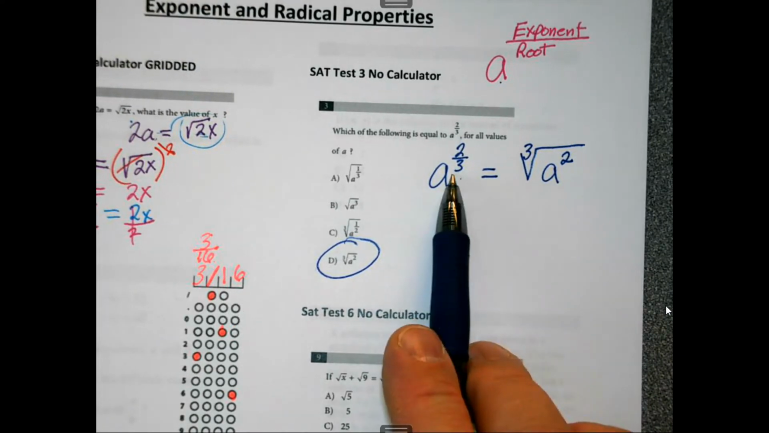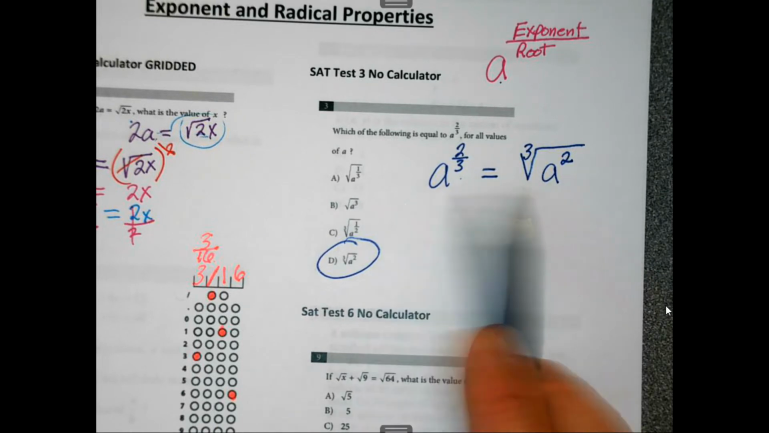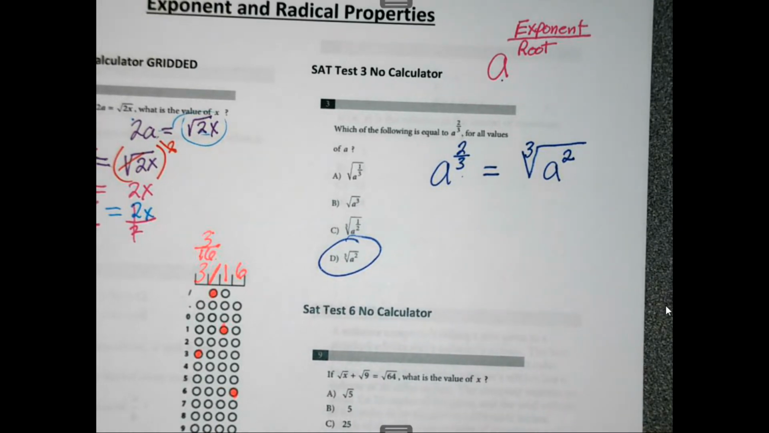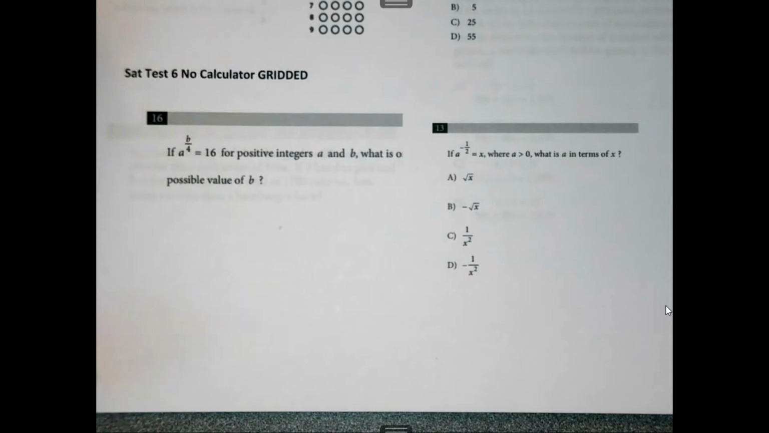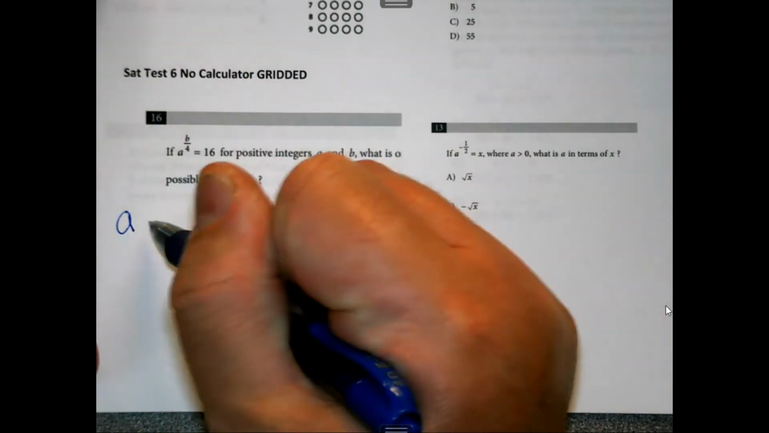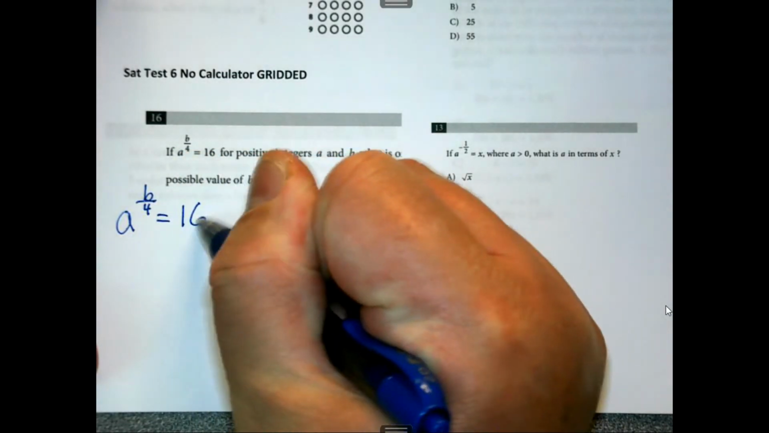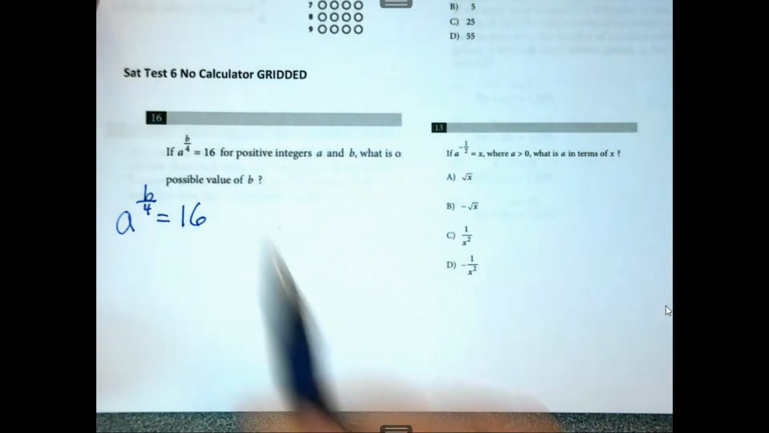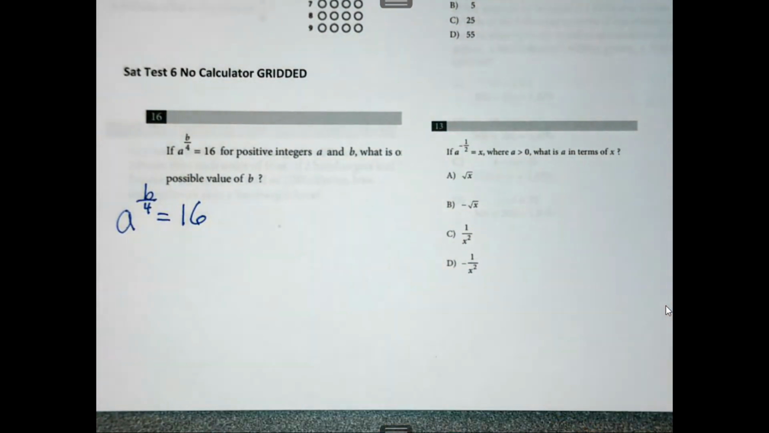So you have exponential form, exponent form, and radical form. Okay? But it gets harder. Let's look at this bottom one here, right? My equation here is A to the B over 4 equals 16. And they want to know the possible value of B. So we have to solve for B, right?